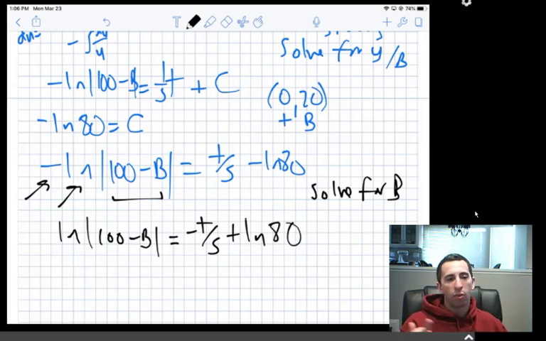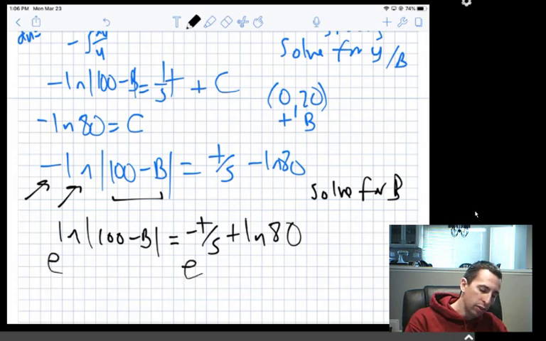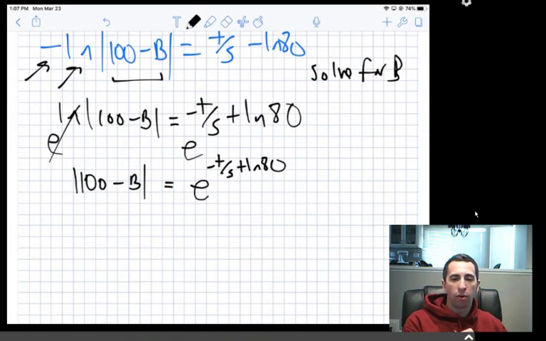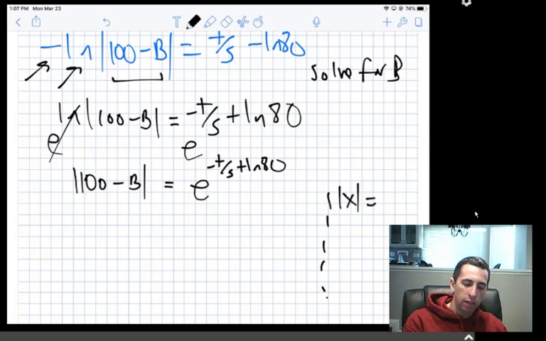Okay, so now what's the opposite of a natural log? It's e. So we'll raise e to the power of both sides. Those cancel. So we get the absolute value of 100 minus b equals e to the negative t over 5 plus the natural log of 80. Now, one tip I want to remind you of is that if we have absolute value of x equaling 7, for example, that means x is plus or minus 7. So we have to do that same trick to deal with these absolute value signs here.